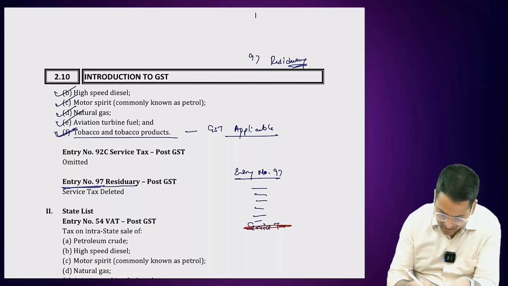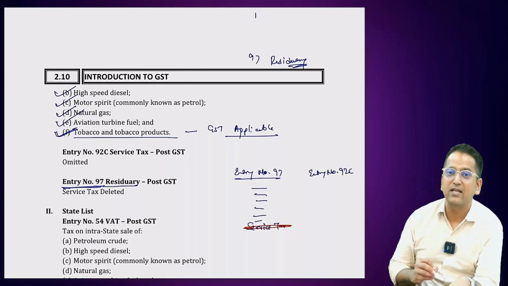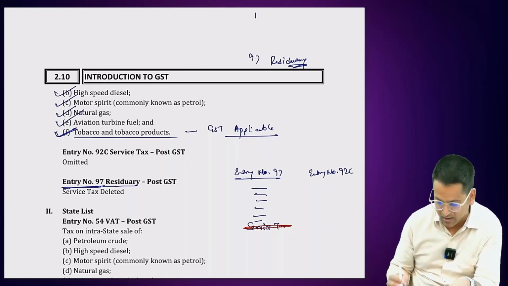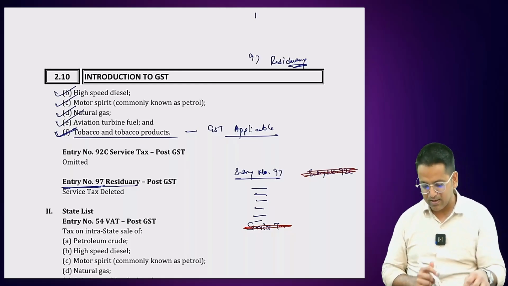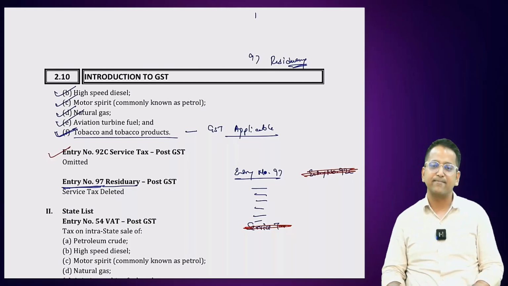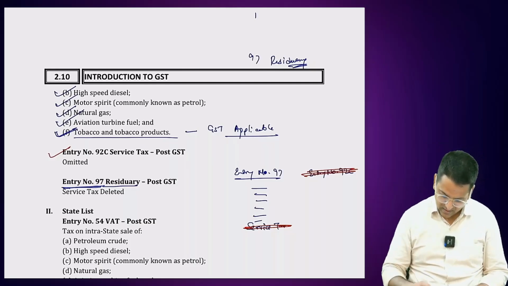Okay. Second, entry number 92C. This was created and nothing had been filled in yet. Service tax was supposed to be filled in, but now it's a waste as GST is there. So this entry number was just removed. Got it? That's what it's written. Entry number 92C is omitted and cut off. And service tax was deleted from 97. Is it clear, everyone? Moving on.